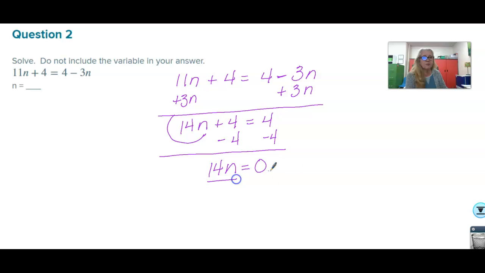So my last step then would be to divide both sides by 14, but common sense tells us at this point n has to be 0. There's only one number that n could be that when multiplied with 14 will give us 0, and it has to be 0. So n is 0. Don't put 0 over 14 in that, it won't. No, it's looking for just 0. Okay.